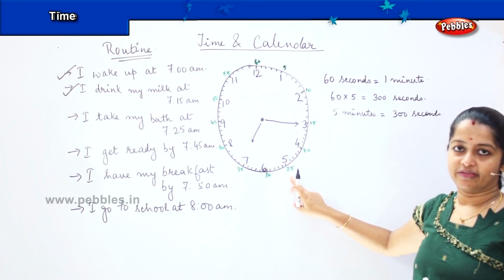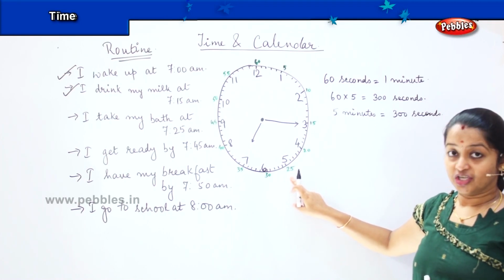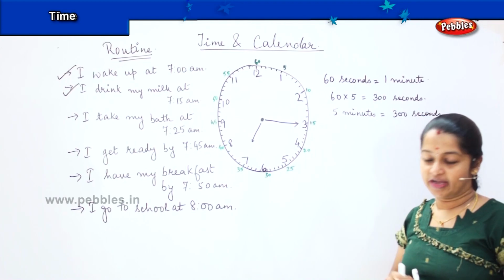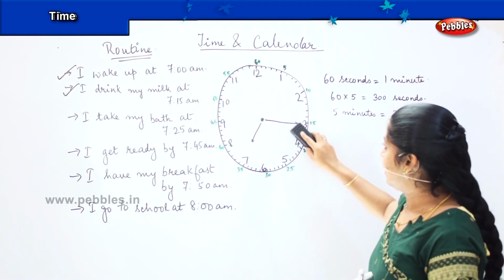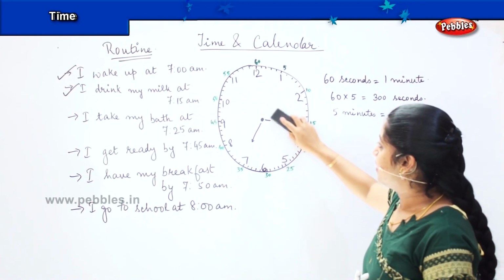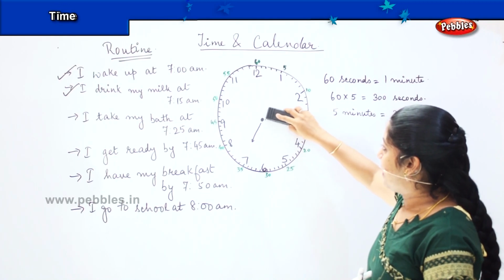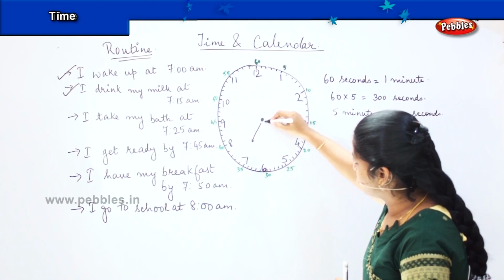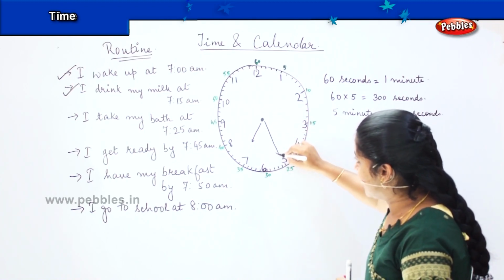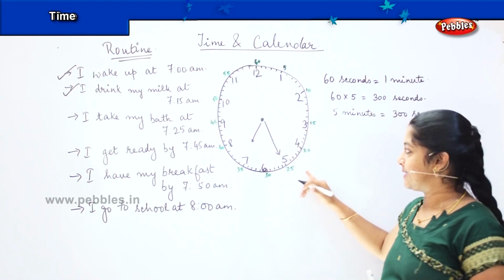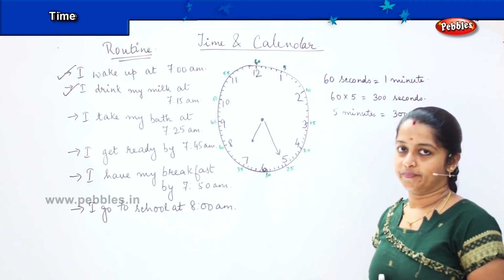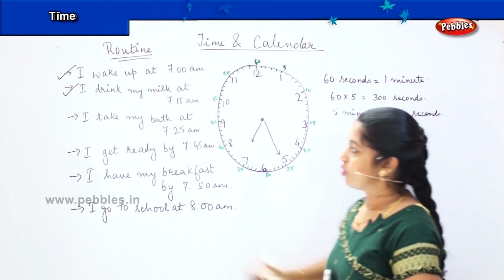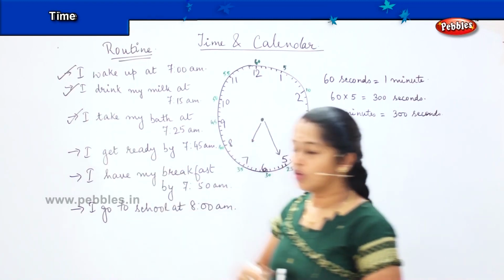20, 25. So where should it go? Good. It should come to 5. So what will I be doing? I will be erasing the needle from 3 and my big needle will now go to 5. So I take my bath at 7:25. Clear, children? So my third schedule is also over.